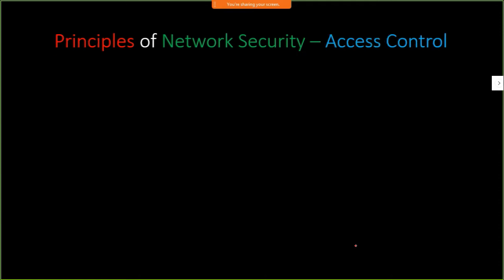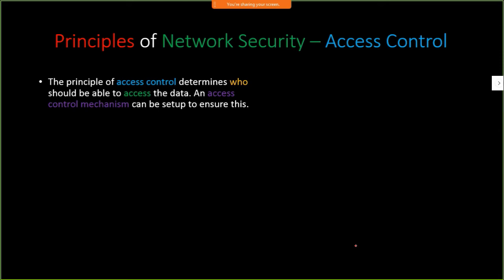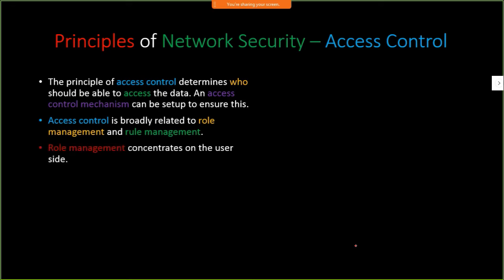What is access control? The principle of access control determines who should be able to access the data, and access control mechanisms can be set up to ensure this. When we have a lot of users, I give permission to some users to become the administrator or host user. Access control is broadly related to role management and rule management. Role management concentrates on the user side. Rule management focuses on the resources side.